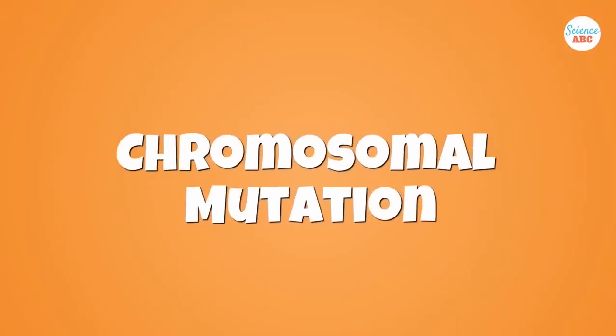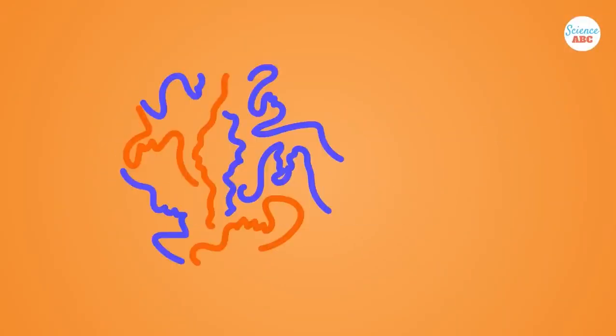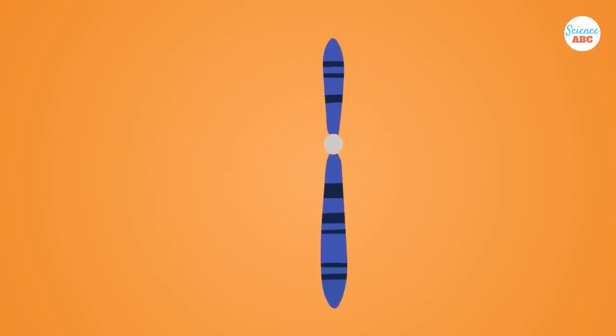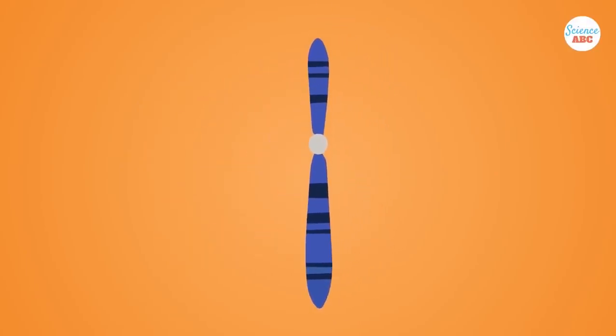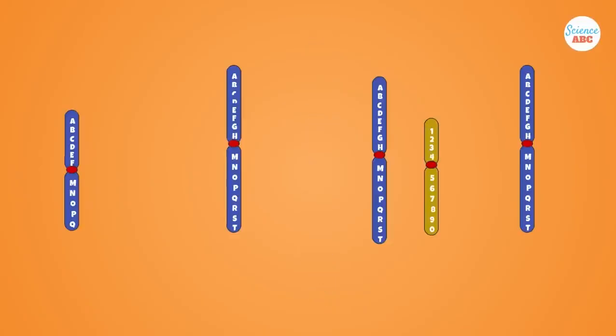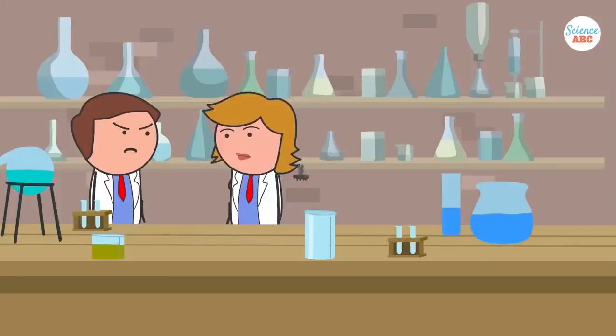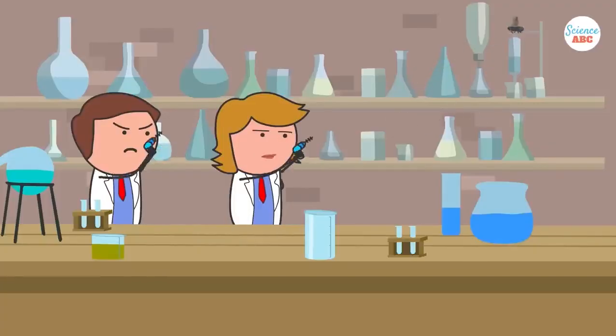Chromosomal mutation. Chromosomes are the condensed and compact version of DNA, and chromosomal mutation happens when a section of a chromosome gets rearranged. Basically, a chromosome can be duplicated, inverted, or exchanged with another portion of the DNA, or it can simply be deleted. Scientists identified these mutations by bombarding fruit flies with X-rays and UV rays.